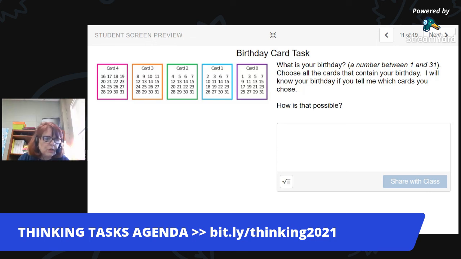So if you look at card 4, there's no 13. And if you look at card 3, there is a 13. And so is card 2, that is a 13.